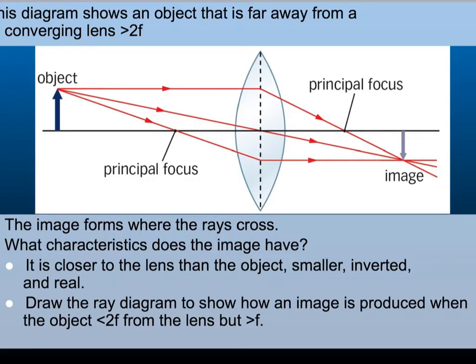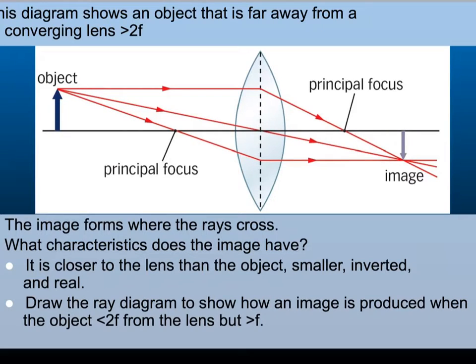Now if we look at our ray diagram, we can see that the image is closer to the lens than the object was. It is smaller than the object, and it is inverted, or it is changed and now is upside down. It's also a real image because we can put a screen there and we can focus it.